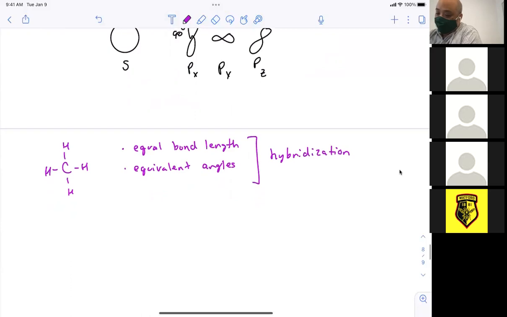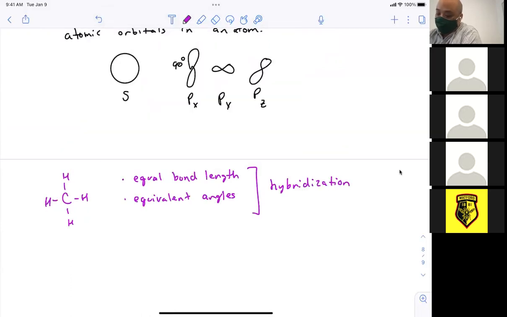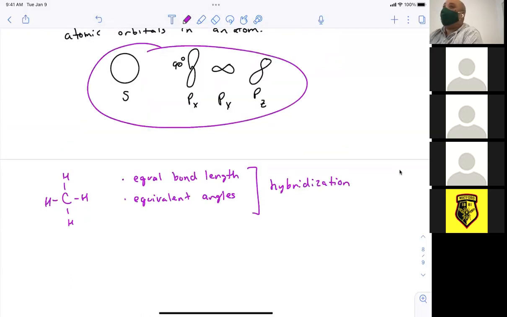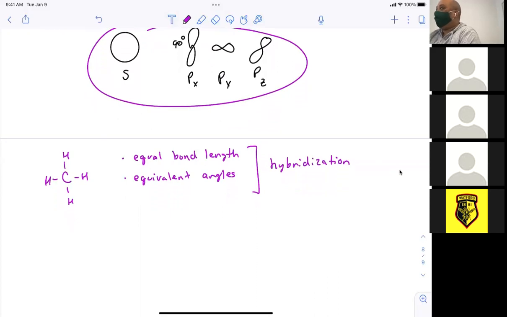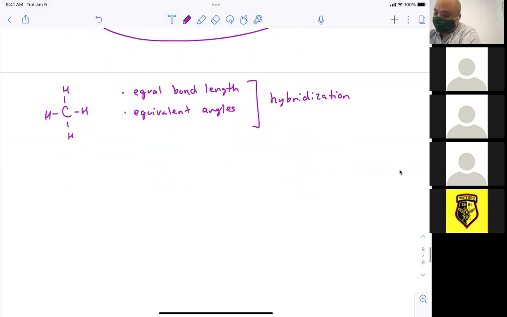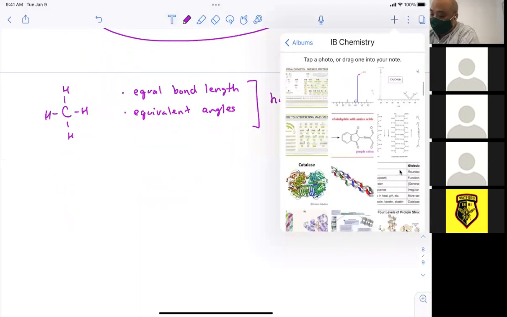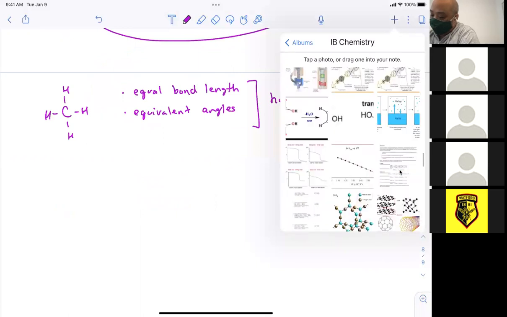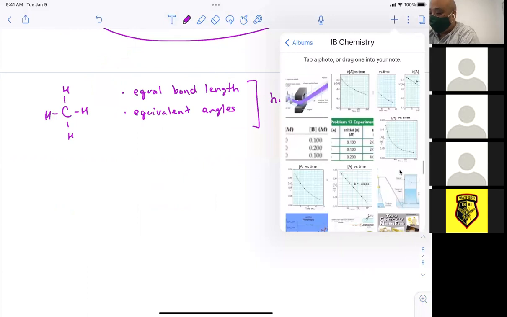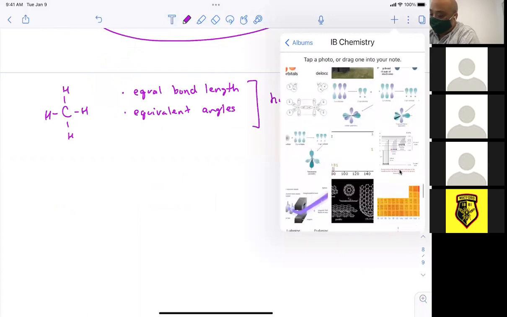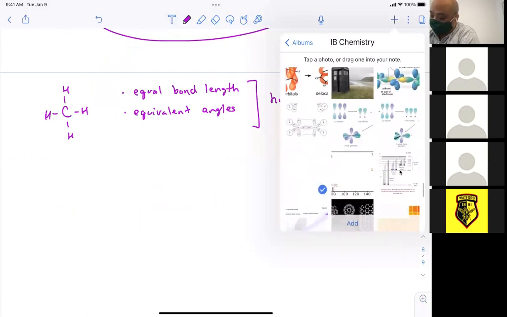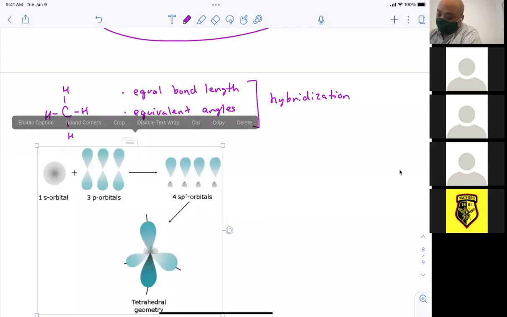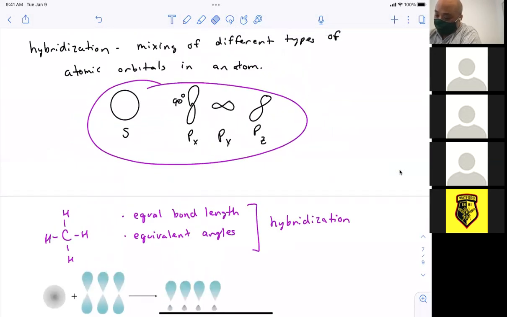So what happens is these 4 orbitals combine together to make 4 equal mixed orbitals, or hybrid orbitals. Yes, Mateo? Oh, I just labeled it wrong, sorry. Let me show you what that looks like. Sorry, this should be py and px, yeah.